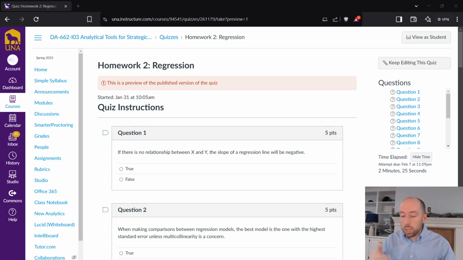You have as much time as you want to get through this. It's open for a week. Question 1, if there is no relationship between x and y, the slope of a regression line will be negative.